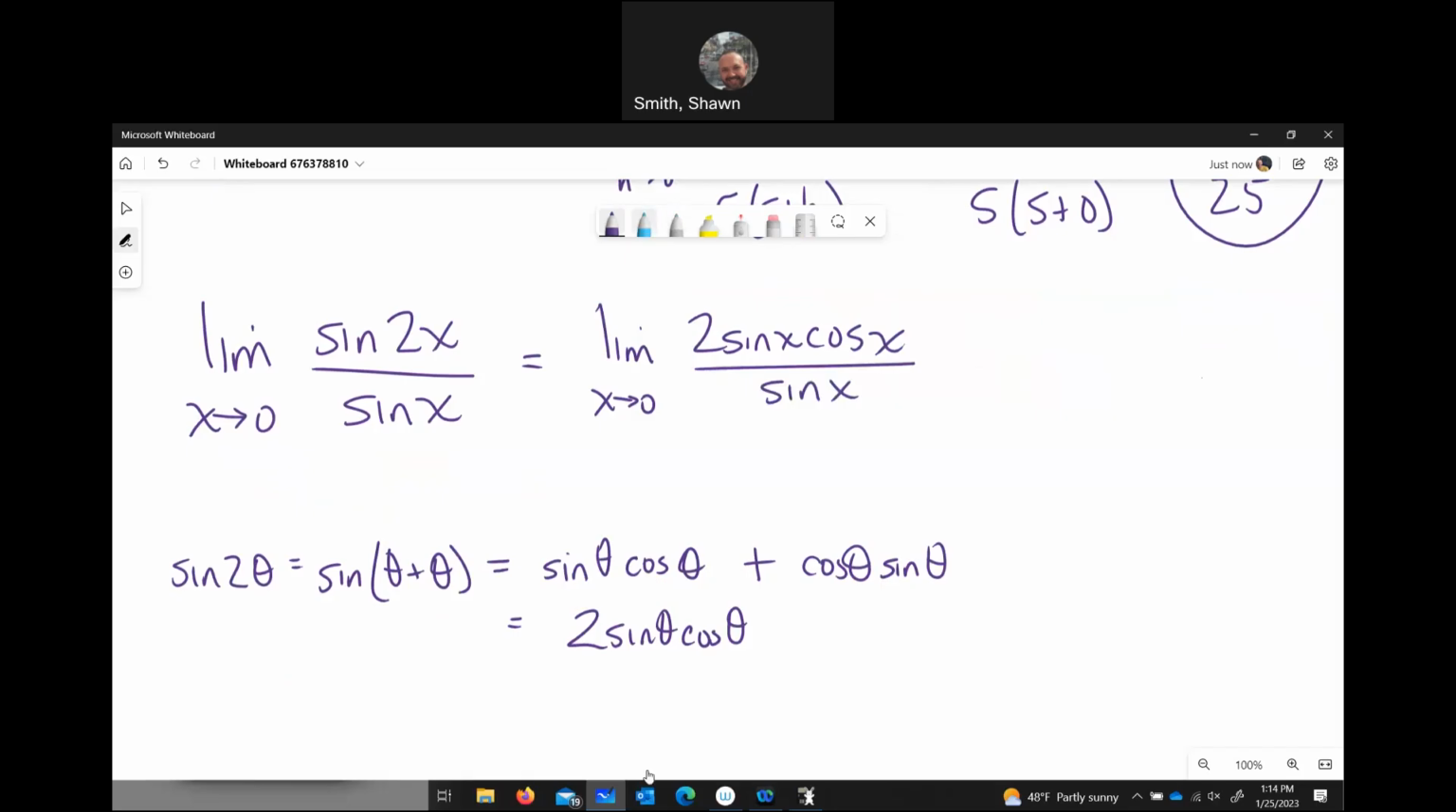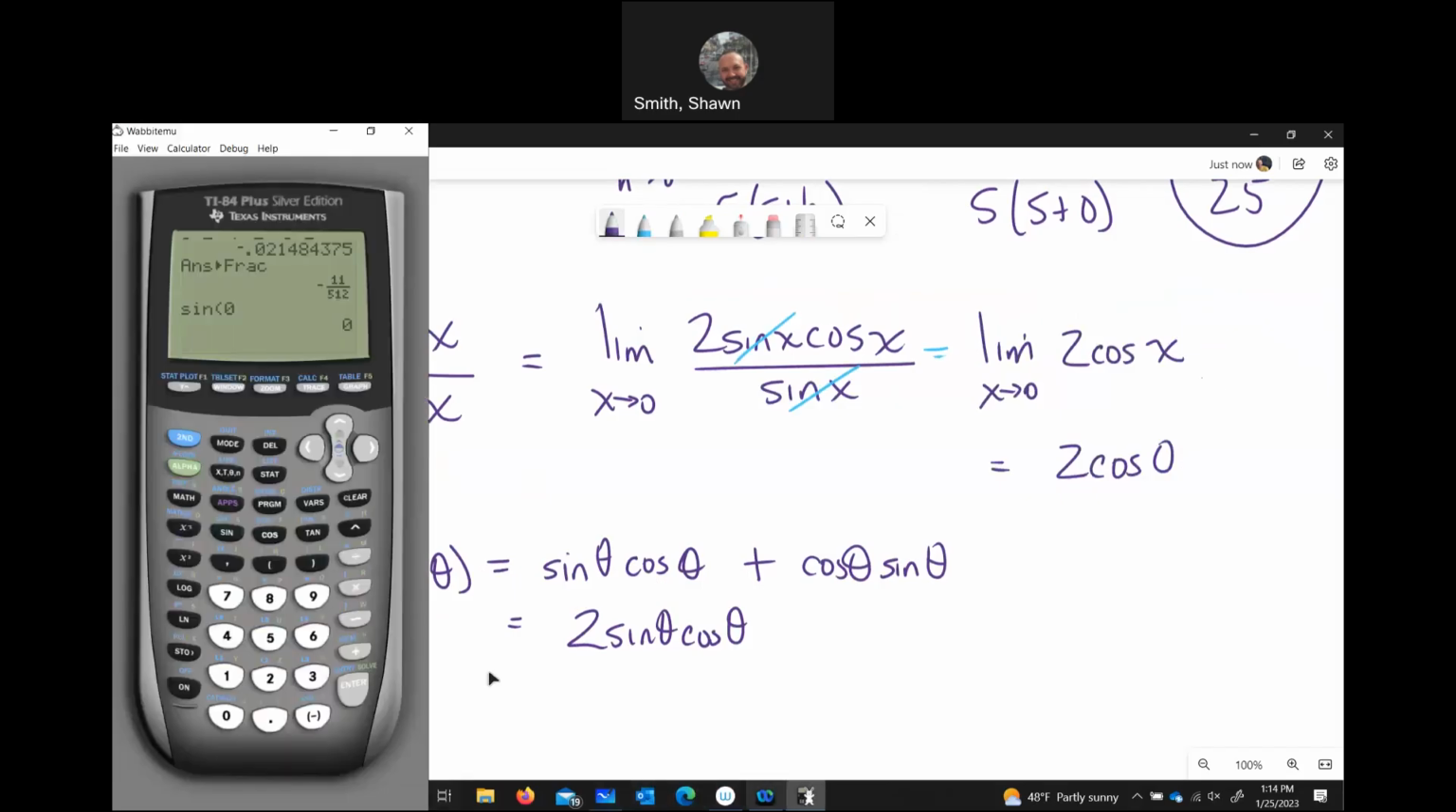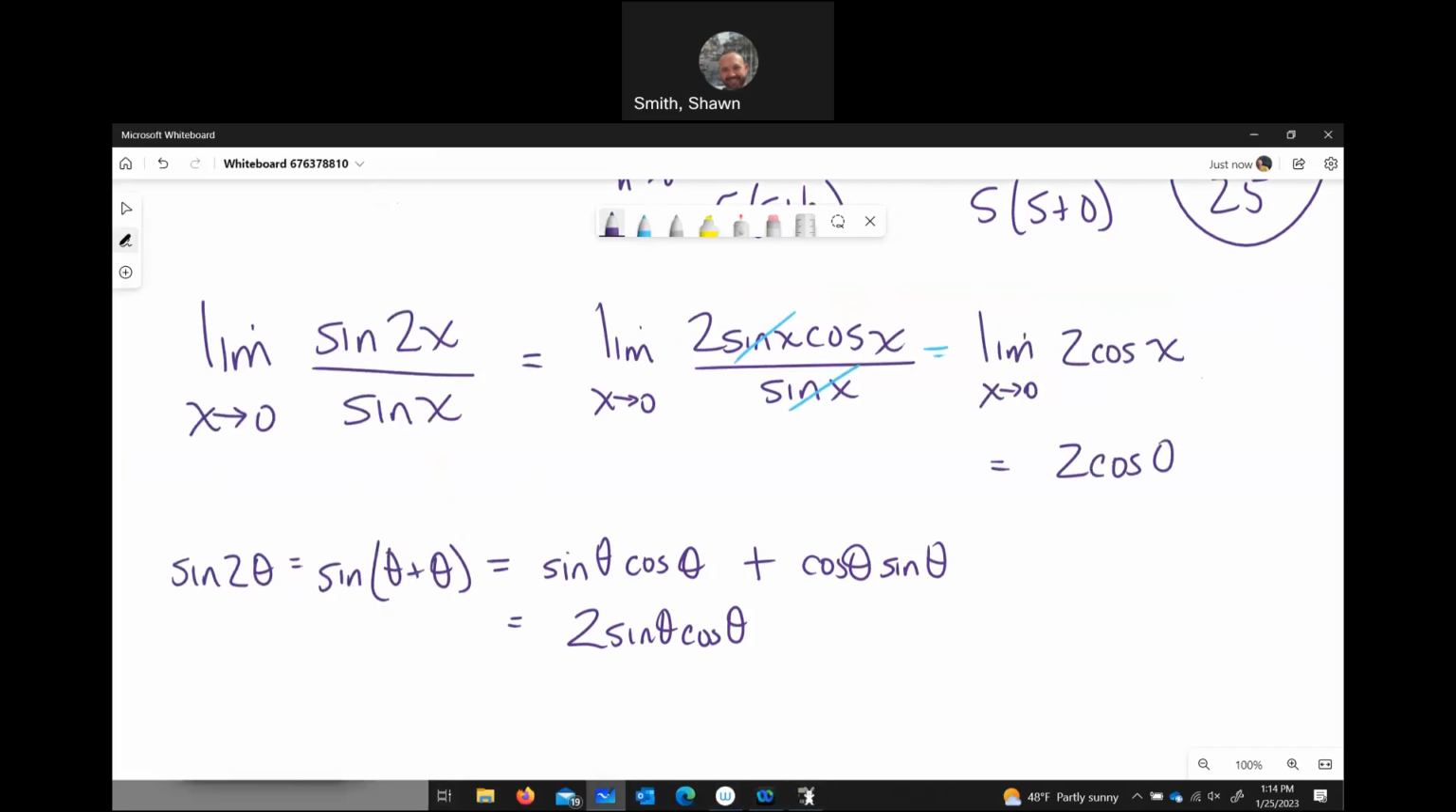And look, sine x disappears. So this is just the limit as x goes to 0 of 2 times the cosine of x, which is 2 times the cosine of 0. And you're like, okay, what was the cosine of 0? You can look in your calculator if you need to, but that's going to be 1. It evaluates. So that's 2 times 1 equals 2.